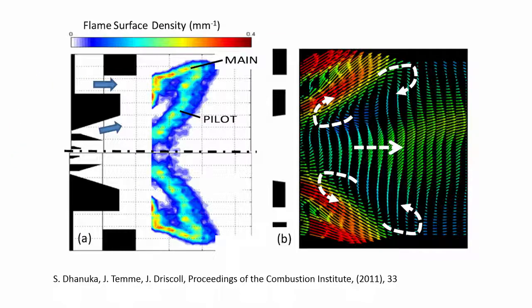And this is how things look like, the flame surface density, which I have already talked about, and this is how the PIV vector fields inside the combustor look like. So, you have air coming out from here, you have air coming out from here. So, around this region you have a flame essentially shaped like this. Okay. So, these are the main flame regions, these are the main flame regions, this is the pilot flame region.